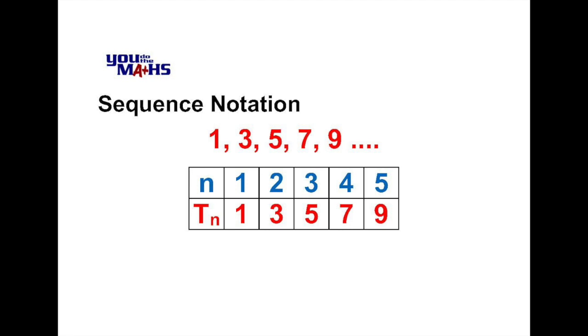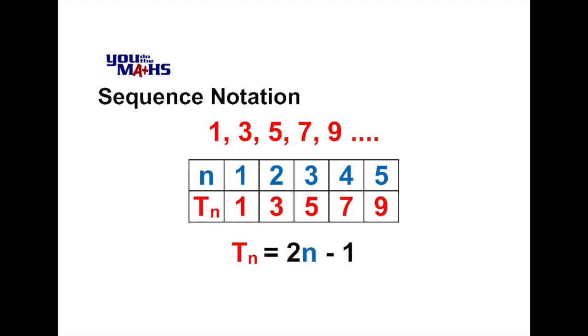We can summarize all of this information from a table into a general rule that allows us to find any term in the sequence. So because the terms go up by 2, that means they match the multiplication table of 2. But when we check that, rather than go up in terms of 2, 4, 6, 8, they go up in odd numbers. So the general rule would be to multiply the number n by 2 and then subtract 1. And that allows us to find any term in the sequence.